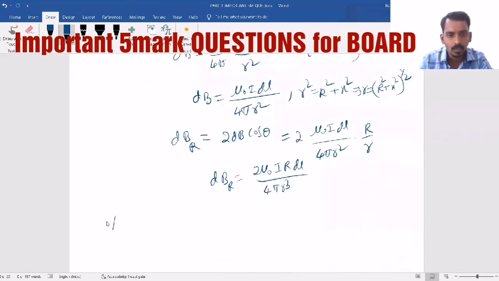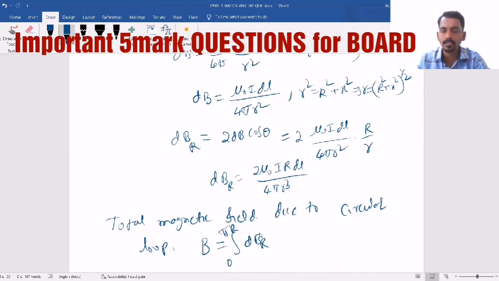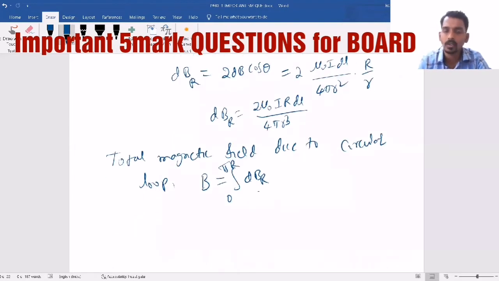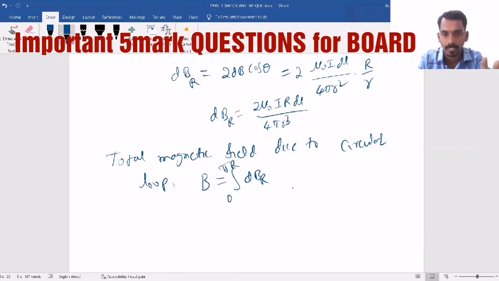Now the total magnetic field due to the circular loop means you have to add all such magnetic fields due to each such small element. So the net magnetic field will become integration from 0 to pi r. Actual length is 2 pi r, but we are taking only pi r because we are taking two elements simultaneously. So if you integrate half of the length, the other half will come automatically.